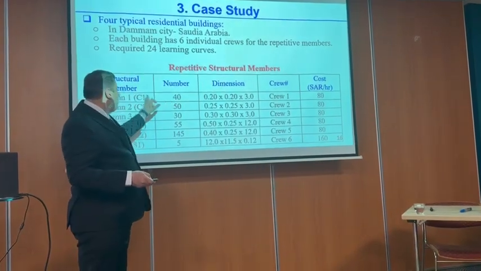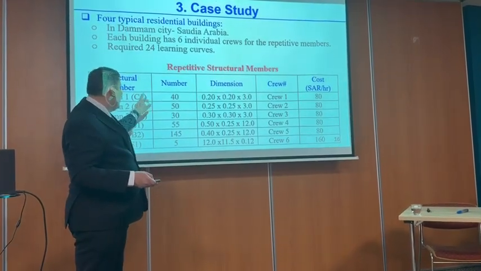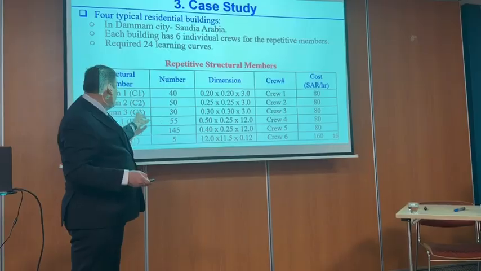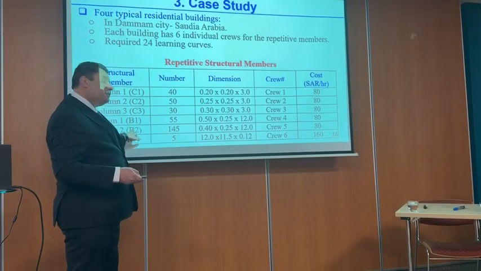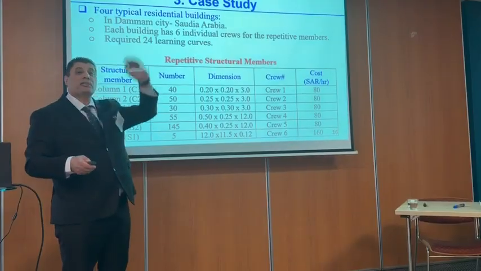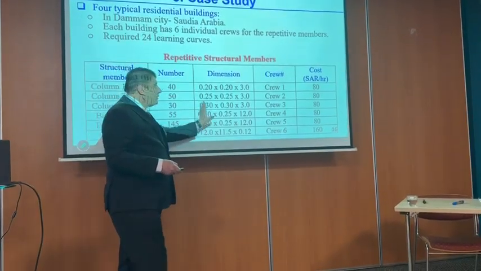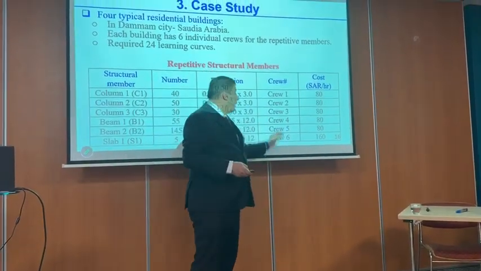So these are the numbers: for column 1, 40, 50, 30. We have 55 beams of this type, 145 beams of this type, and we have 5 floors, that means 5 slabs. So these are the dimensions, and these are the required crews.